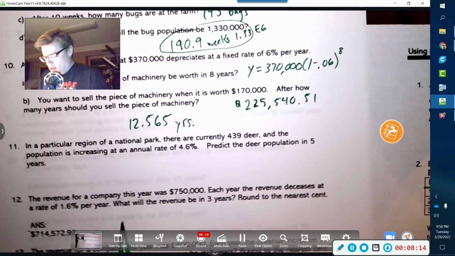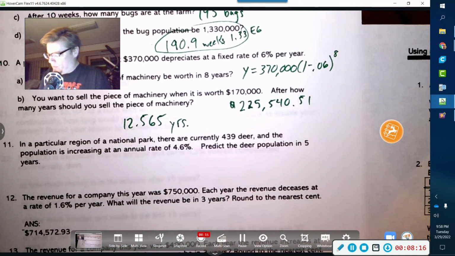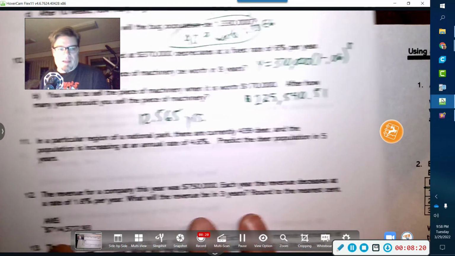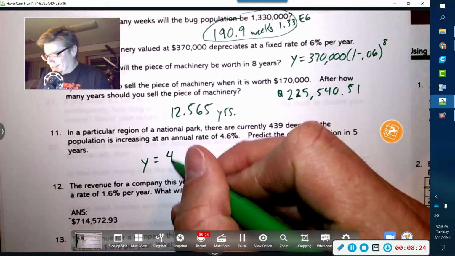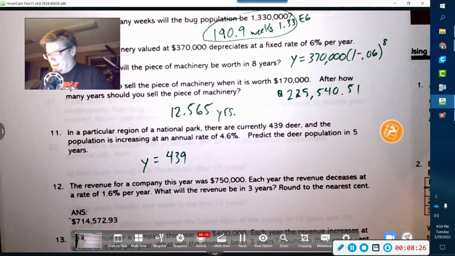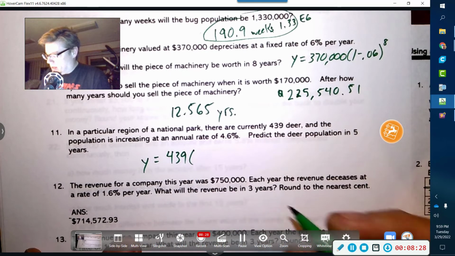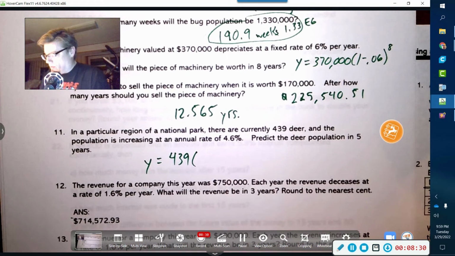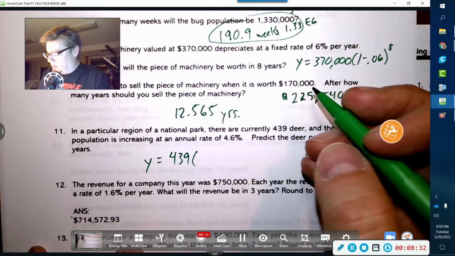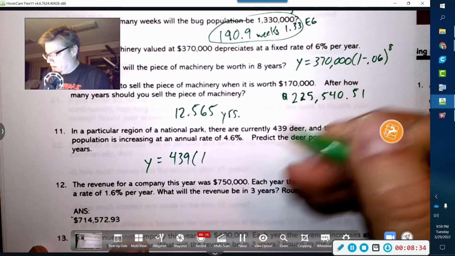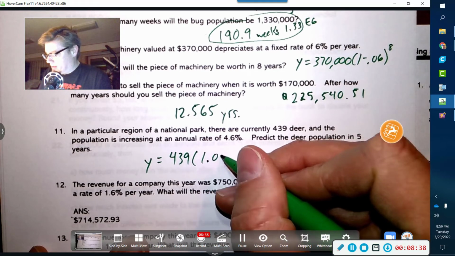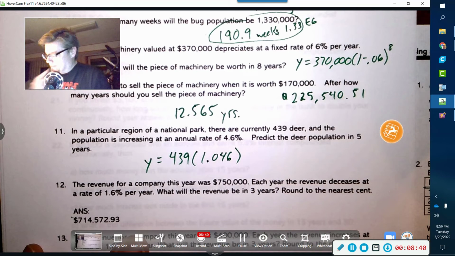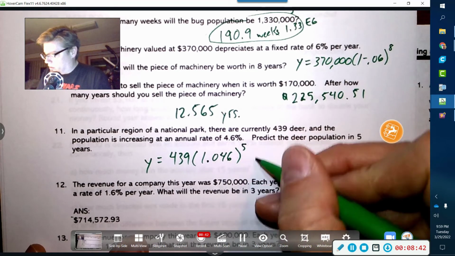Okay. We got 439 deer, and the population is increasing at an annual rate, 5 years. Okay, that's a piece of cake. Man, this is so easy. You got 439. You start off with that. All right, and it increases. Okay, so clearly that's not around here. Our deer population seems to be growing by 4.6% per year. This is going up, so it's 0.046. And we want to raise it to the 5th power.